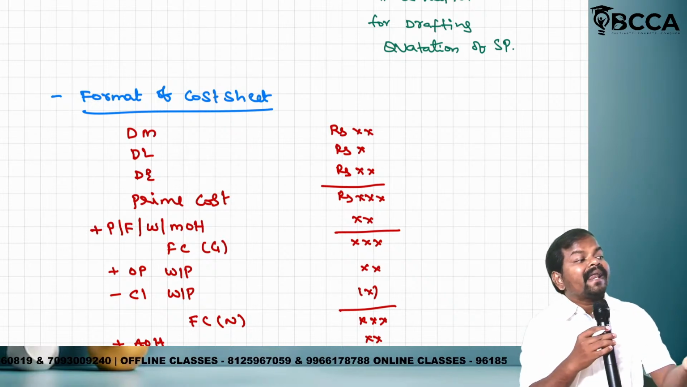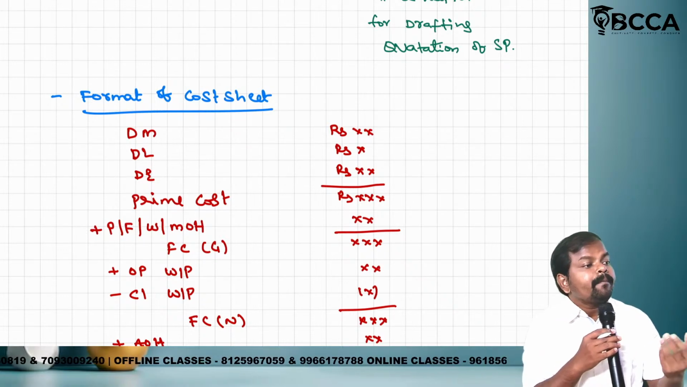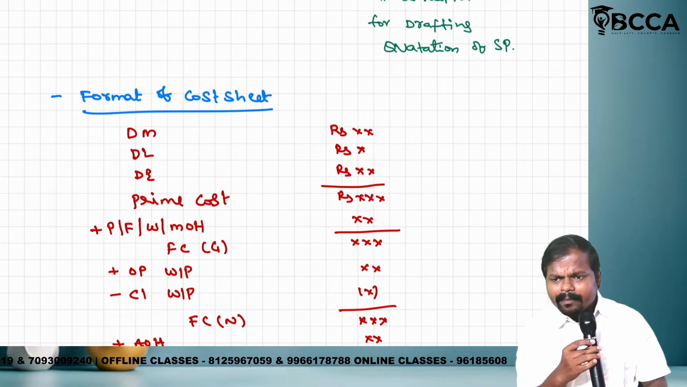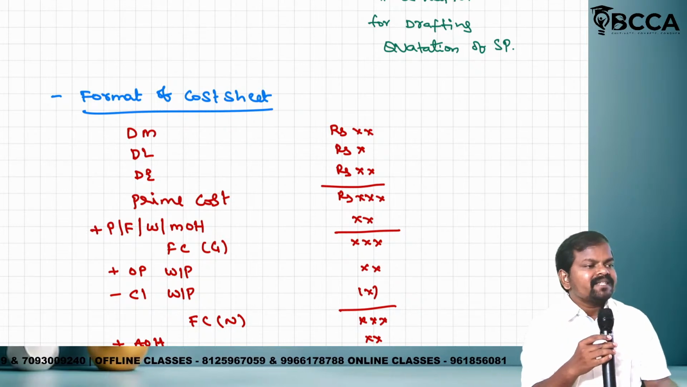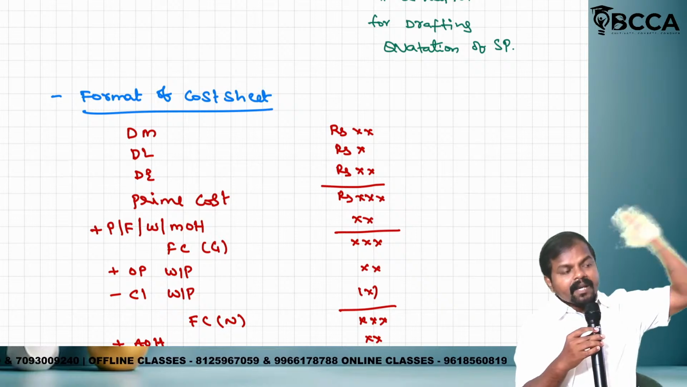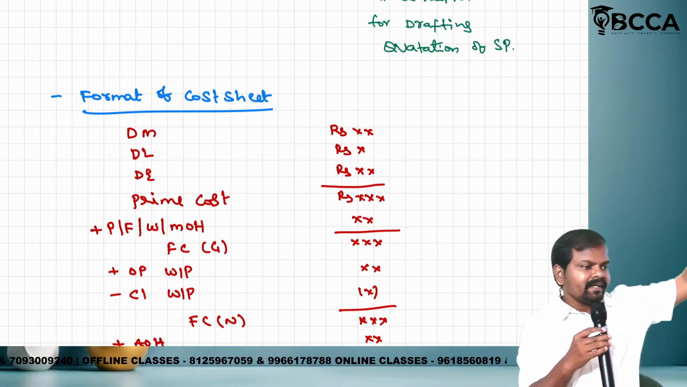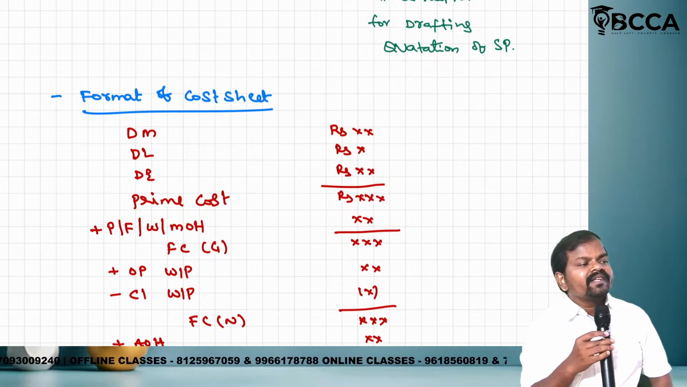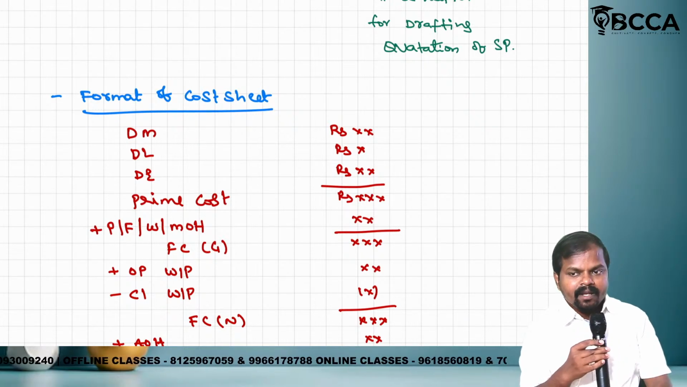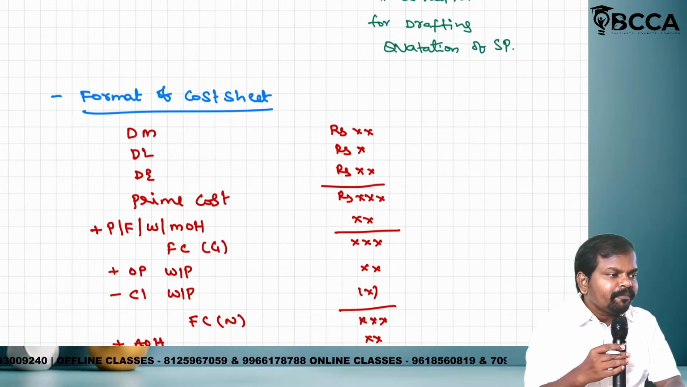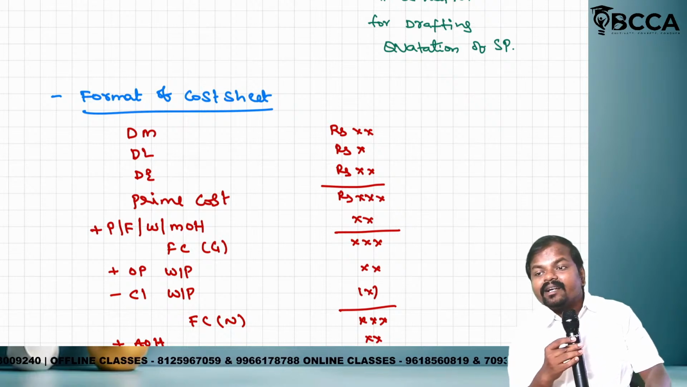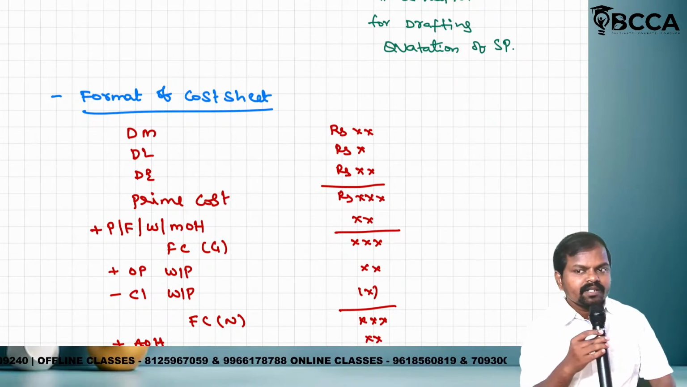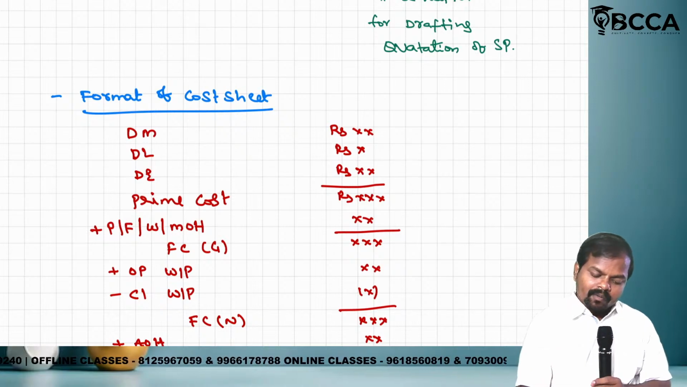For example, carriage inwards, freight inwards. Carriage inwards means transport cost from the supplier's house to our company. Carriage inward is different from carriage outward. Carriage inward will be incurred at the time of purchase. Carriage outward will be incurred at the time of sale. Is it right? Correct?